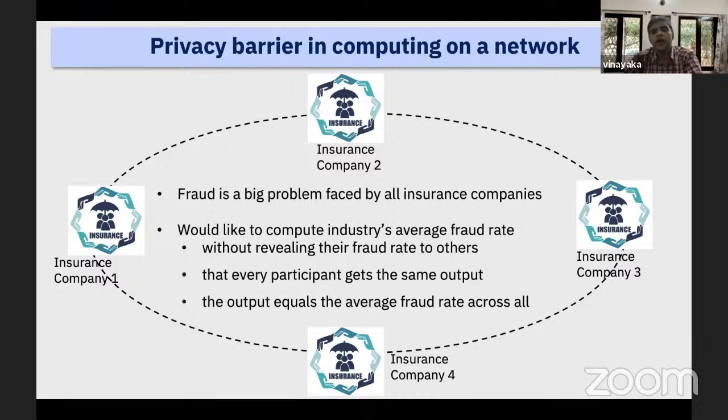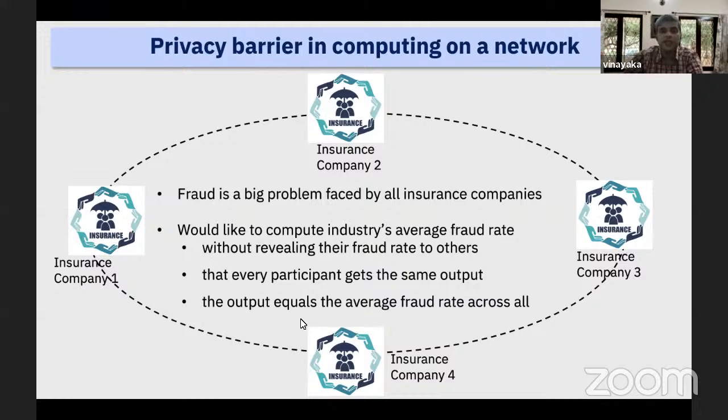But because these are also competitors at the end of the day, any one of these companies does not want others to really learn what is the fraud rate of each one of them. If you are an insurance company, you would like to know what the industry average is. Let's say the industry average is 4%, but you don't want to reveal that your average is actually 6%, or 2%. So you would like to know the average, but you don't want to reveal your fraud rate.